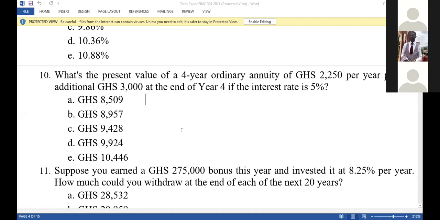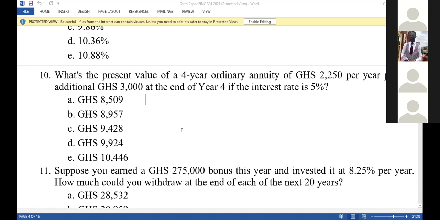So yes, we know a certain present value is equal to that. You can write that one down. And invested it at 8.25% per year. What is that? The 8.25 is what? The rate. The interest rate. Okay. How much could you withdraw at the end of each year for the next 20 years? That's how the question is supposed to read. So your N is what? N is 20.